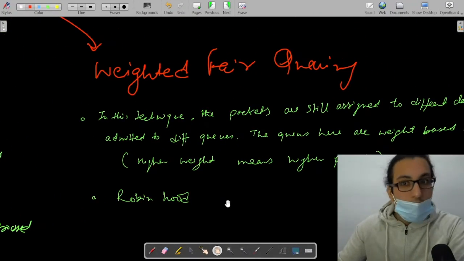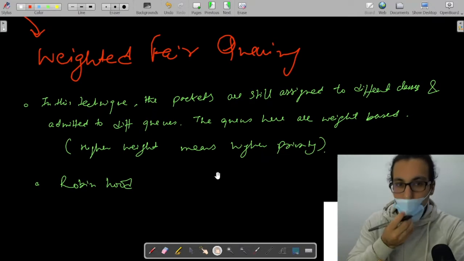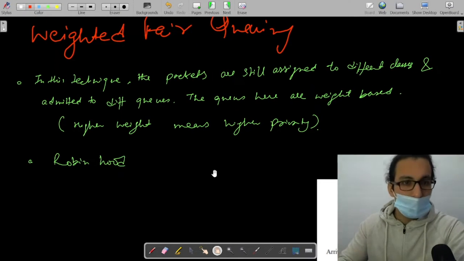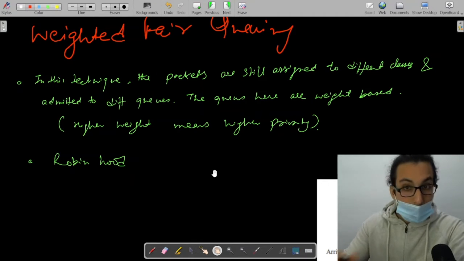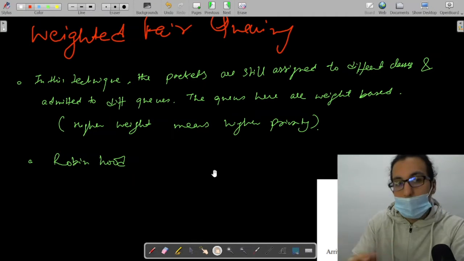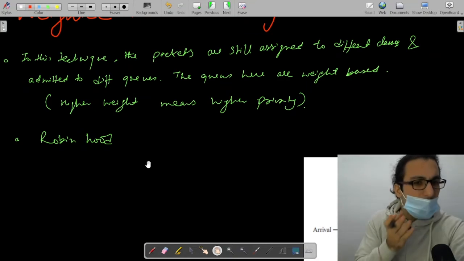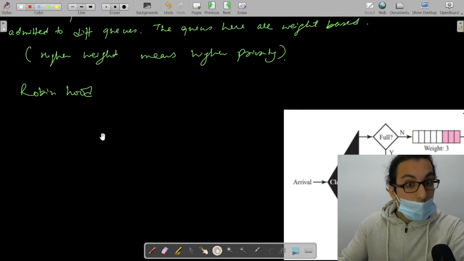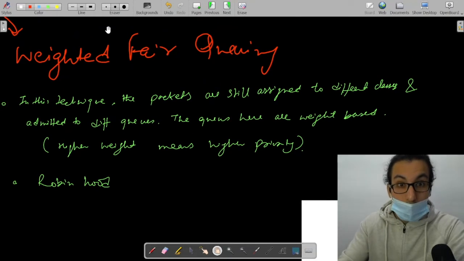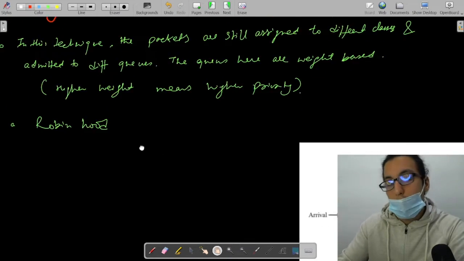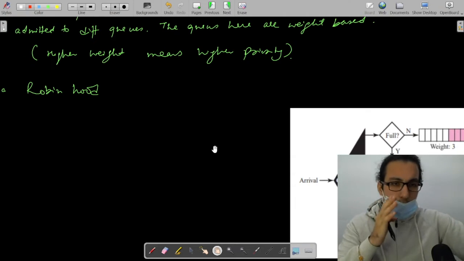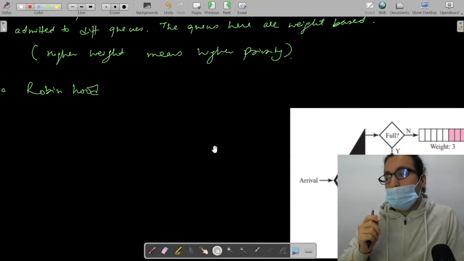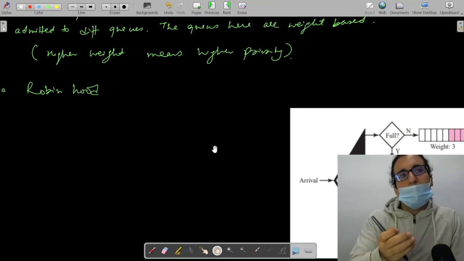Then comes weighted fair queuing. In this technique, the packets are still assigned to different classes and admitted to different queues, but here the queues are weight based. Weight based means higher weight means higher priority. But this weighted fair queuing happens in a Robin Hood fashion. So we know who Robin Hood was, right? Robin Hood was a person who even gave something to the poor.